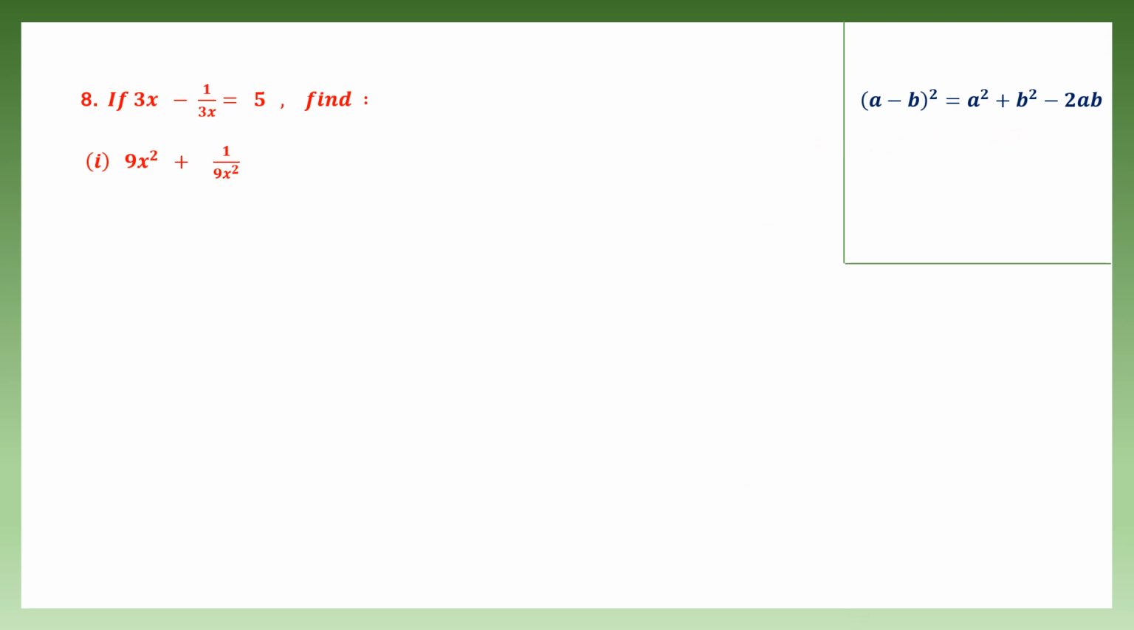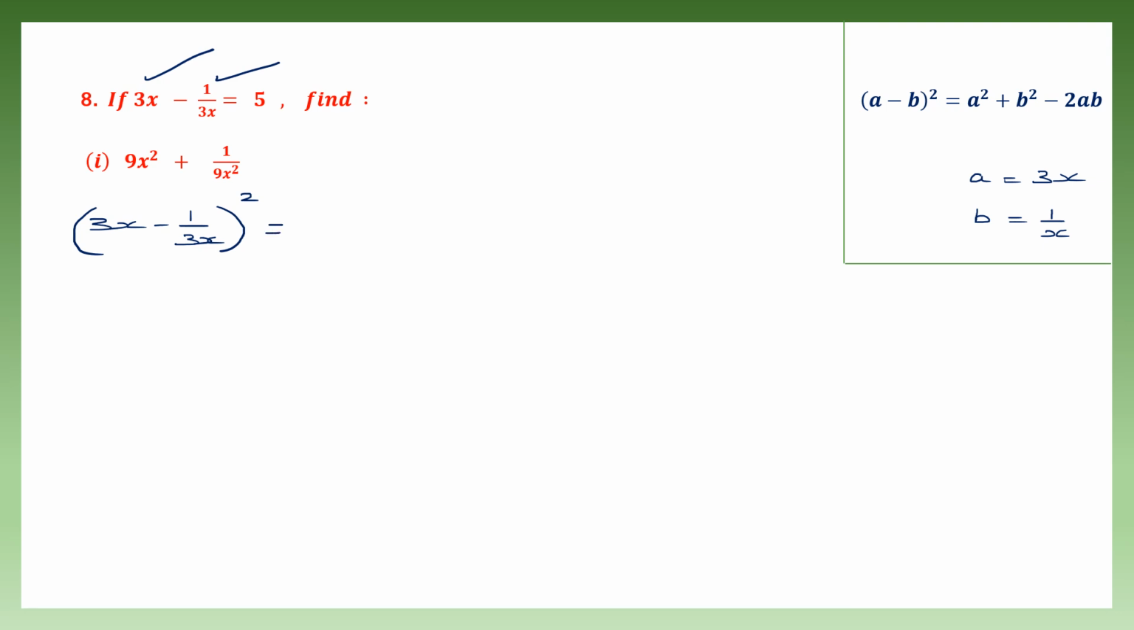Okay, so in this case, what is a? A is 3x, the first term, that is this one. And this is b. b is 1 by 3x. So keeping that in mind, let's apply the formula. So this is 3x minus 1 by 3x. And this is equal to 5. Remember, this is equal to 5. So when you square this, even 5 has to be squared. So the square, now this is a minus b the whole square in that format.